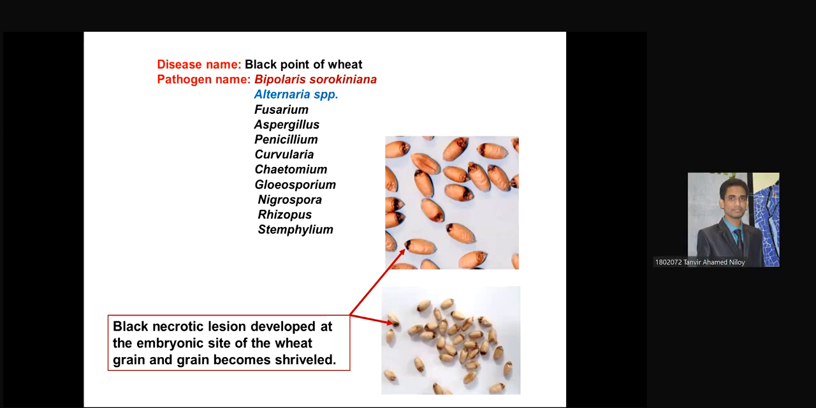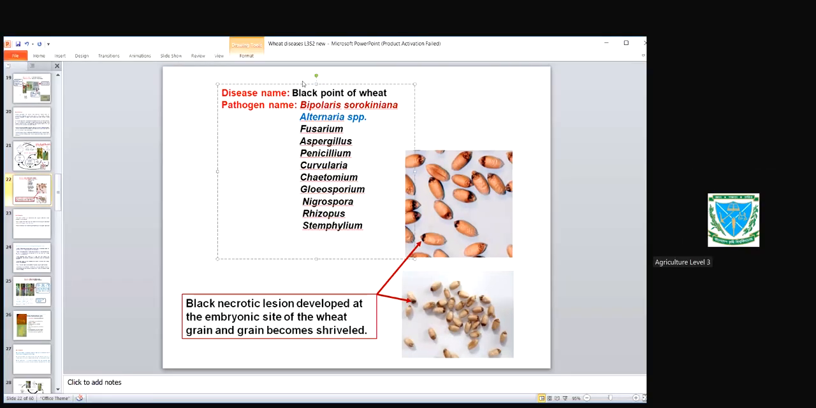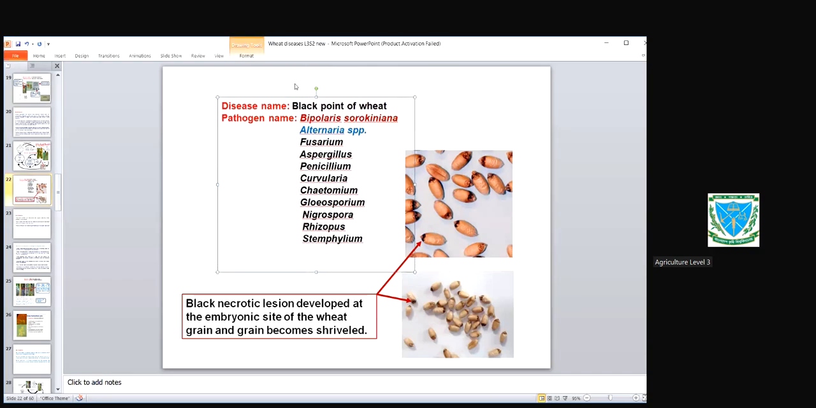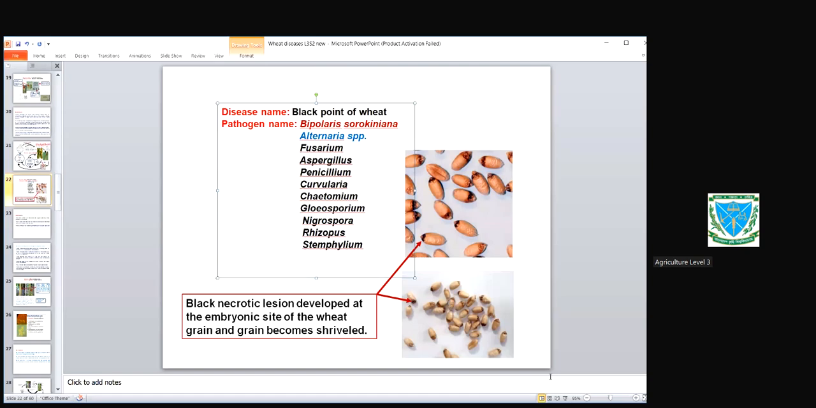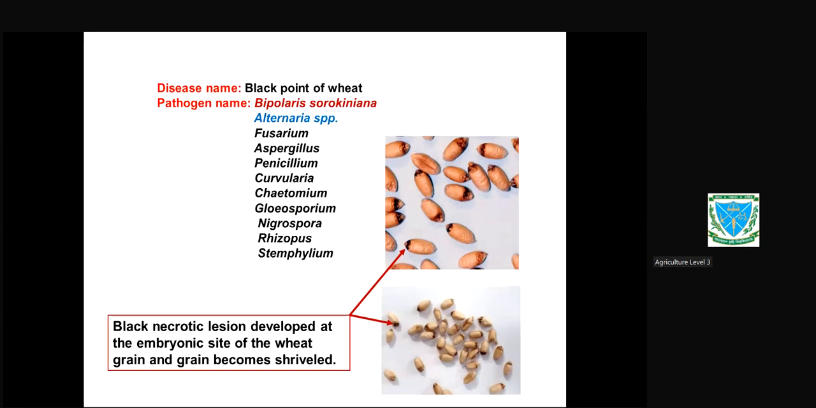Black point of wheat. Black point of wheat. You see here, black point of wheat.